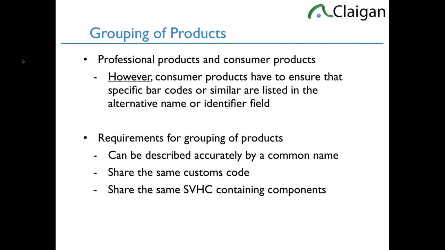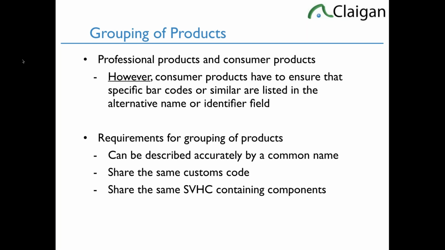Now, you can group products together as long as they can be accurately described by the same common name. You say, you know, Advantage laptops. Well, I can't include the Pogo laptop because it's not the same name. Advantage laptops, and then you have the UPC codes if it's a consumer product, or a descriptive range. It's this product and this product. It's the alpha, beta, and the delta products. They have to have the same customs code and the same SVHC containing components.